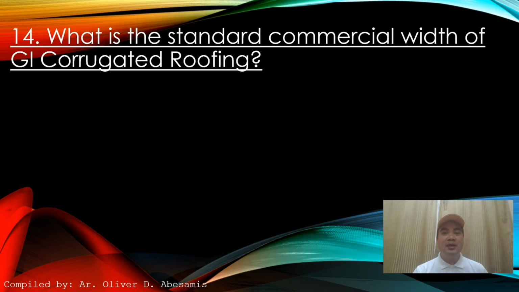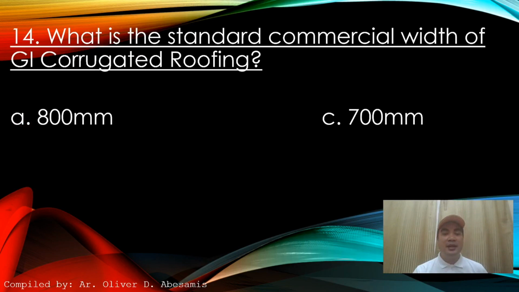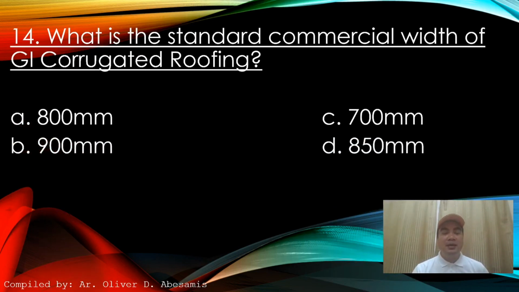Next, what is the standard commercial width of GI corrugated roofing? A. 800 mm. B. 900 mm. C. 700 mm. And D. 850 mm. Answer? A. 800 mm.